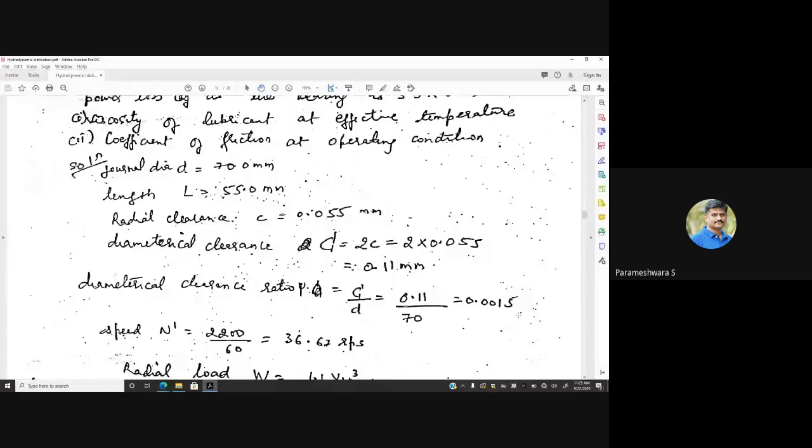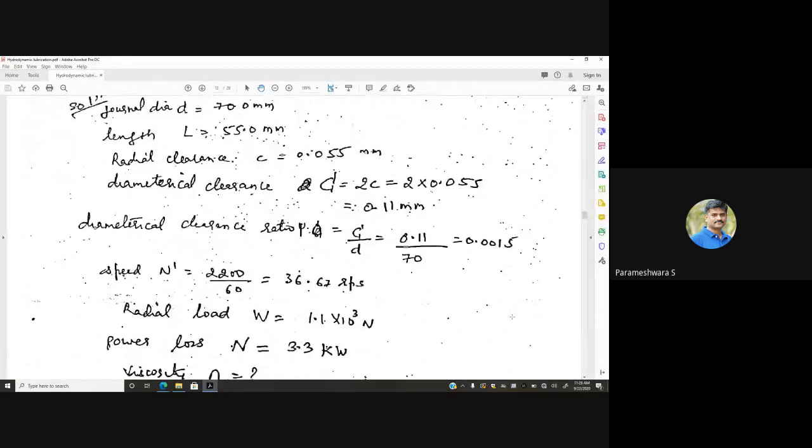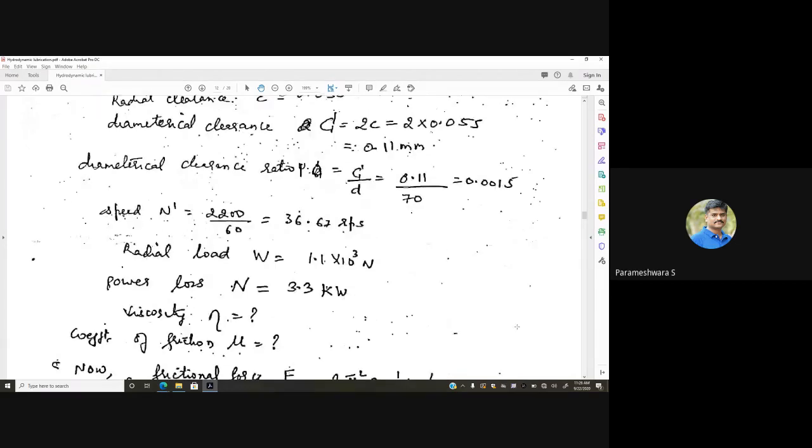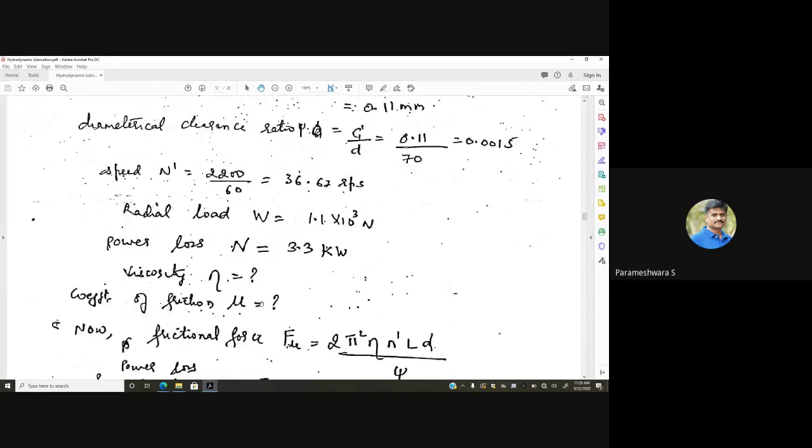So from the radial clearance, we got the diametrical clearance and the diametrical clearance ratio. Then the speed, n dash, is equal to 2200 divided by 60, that is 36.67 RPS, converting RPM into revolutions per second. The radial load is 1.1 kilonewton, and power loss is 3.3 kilowatt. So the viscosity and coefficient of friction are the two parameters unknown to us. We shall see how to calculate them.